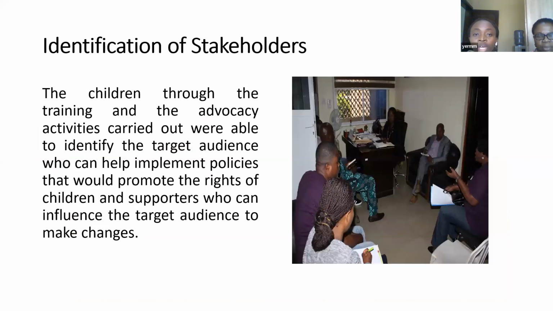Okay, because of the training we had last time, it opened us up to access other stakeholders. We were able to think outside the box beyond those we were previously reaching out to. So we're able to identify a larger array of stakeholders in street child programming. Next slide, please.